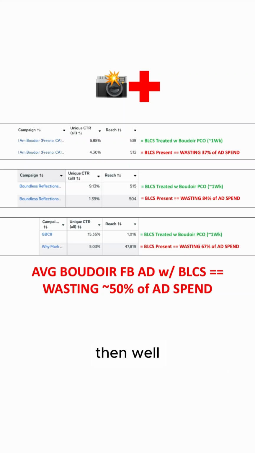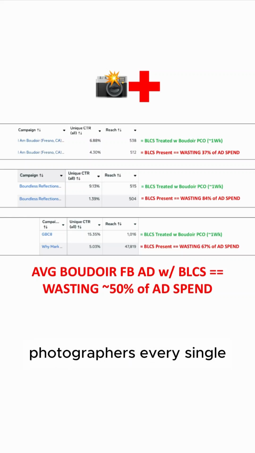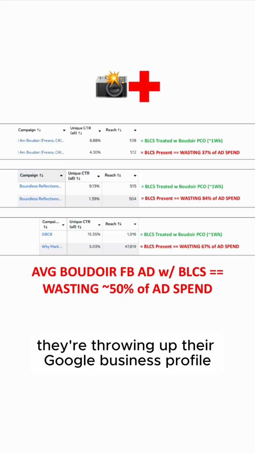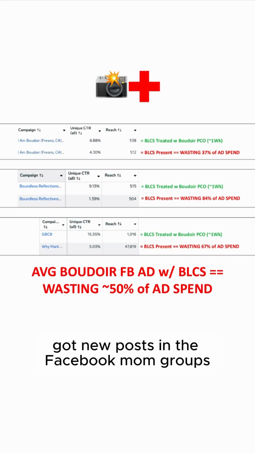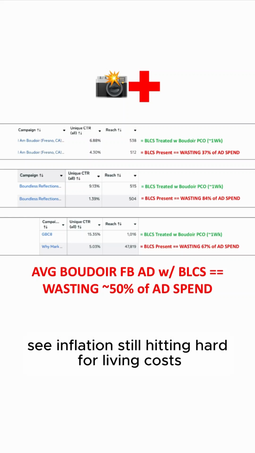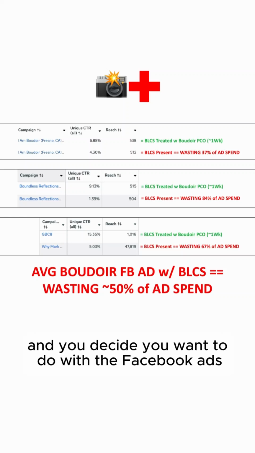Then, well, because you're looking around the marketplace, it's getting more and more saturated with Boudoir photographers every single day. Seems like someone gets a new iPhone, they're throwing up their Google business profile saying they offer Boudoir. Or if they get a new camera, they post in the Facebook mom groups saying they offer Boudoir. And we're seeing inflation still hitting hard for living costs. So we want to pull some money out somewhere. You decide you want to do it with Facebook ads.